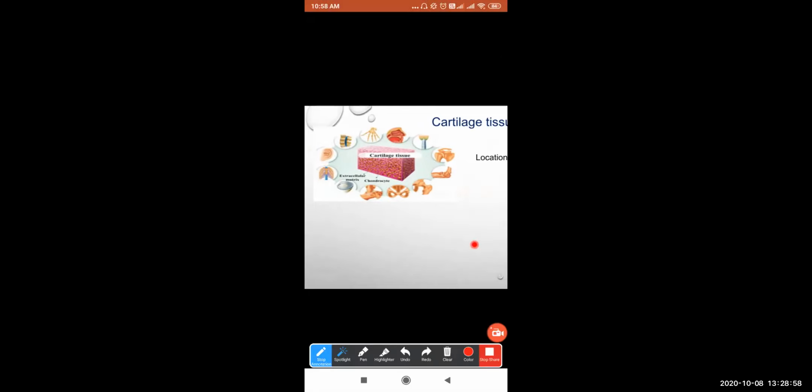Now the next tissue is cartilage tissue. Where is it present? It is present in different parts of the body. You can see in this picture. Okay. It is present in between all the joints. Then in the trachea. Okay. And our ear pinna. Then it is also present in front of our nose. Okay. So this is the location of the cartilage.